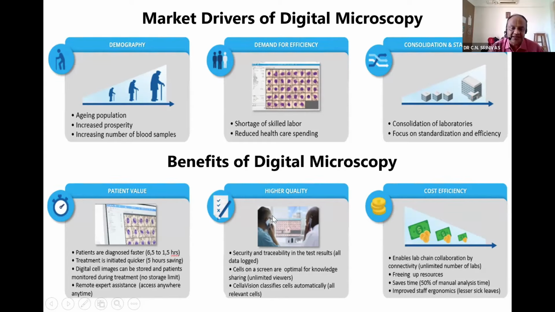Coming to higher quality, traceability becomes one of the advantages of digital microscopy, so that you can trace across the barcodes which have been done on the peripherals, as well as the coding which has been done on the digital imaging system. Delta checks can be optimized, classification of the cells can be beautiful, and the same cells can be viewed by other persons when we are doing a teleconsultation itself.